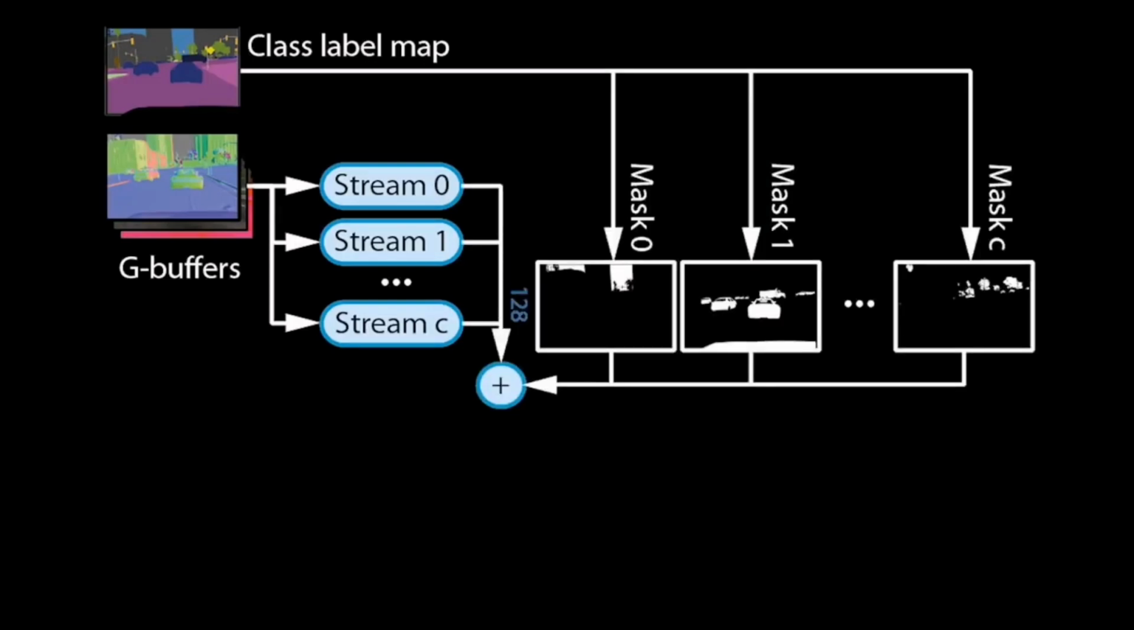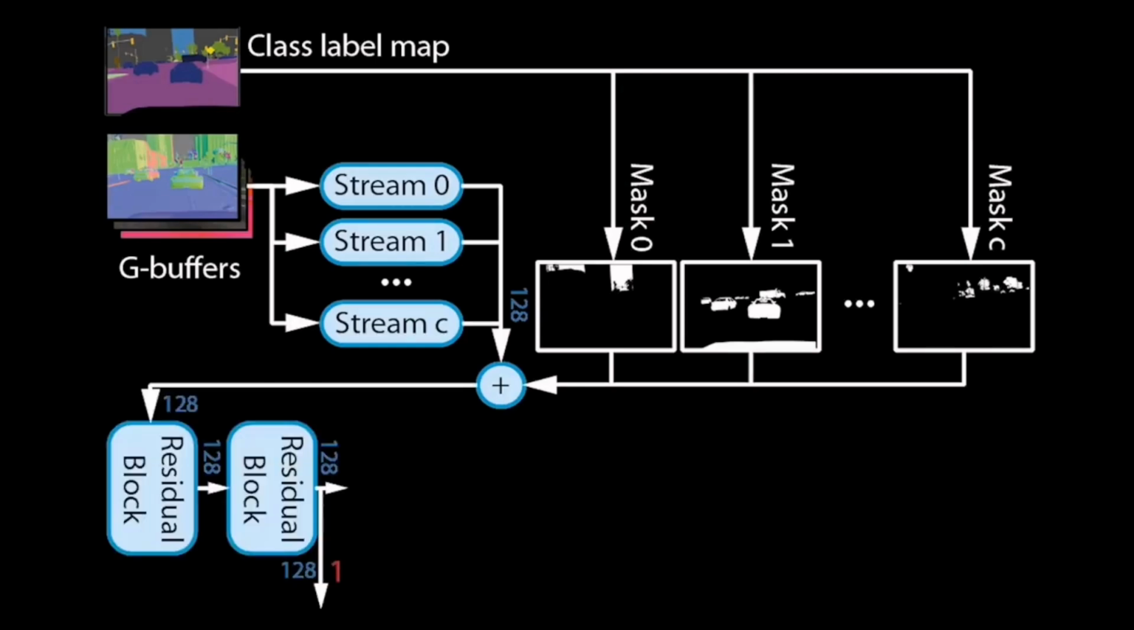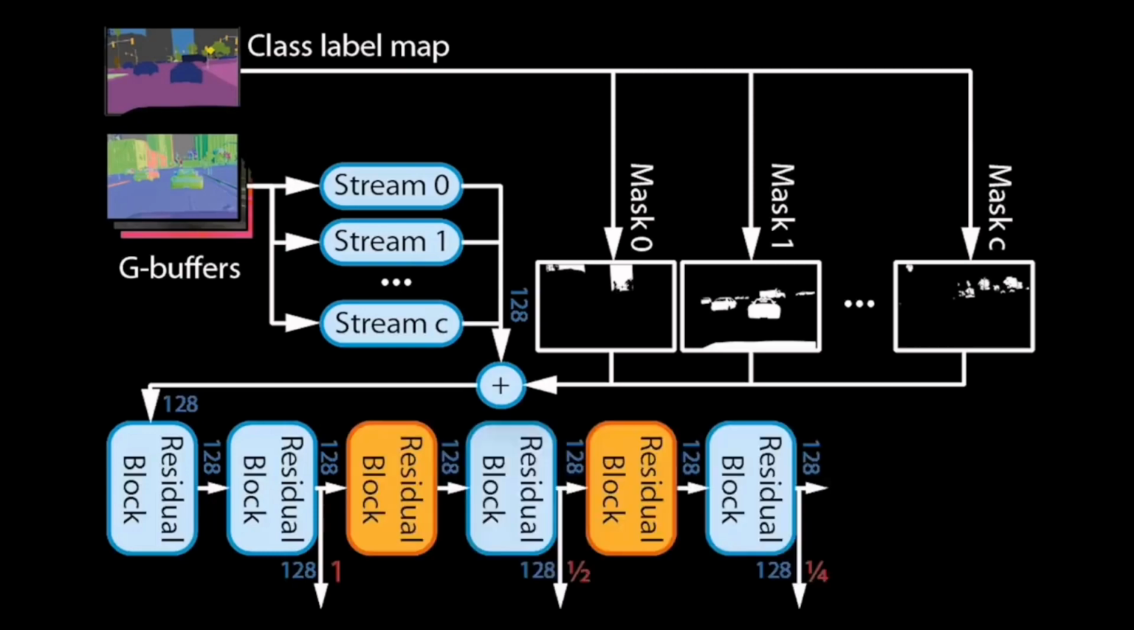From the GBuffers, we can derive a semantic class label map, which assigns an object ID to every pixel. We pass the GBuffers through multiple convolutional network streams and fuse the streams again based on the object IDs. This allows the encoder to learn different ways of processing for each type of object. For example, trees will be treated differently from cars. The resulting feature tensors are further processed by residual blocks, which output tensors at multiple scales.